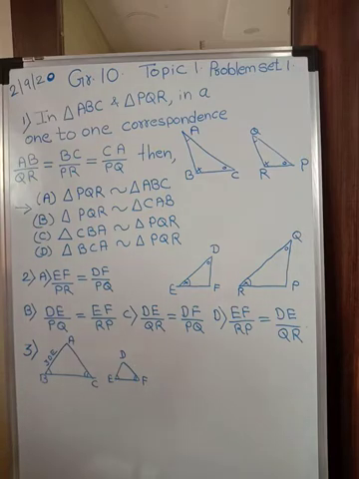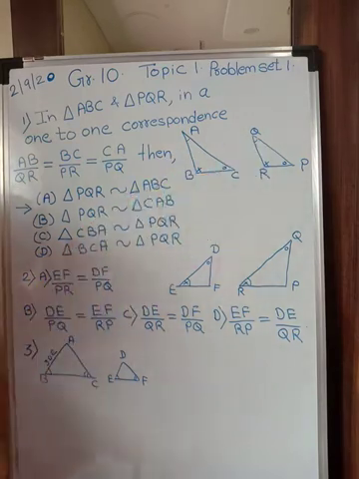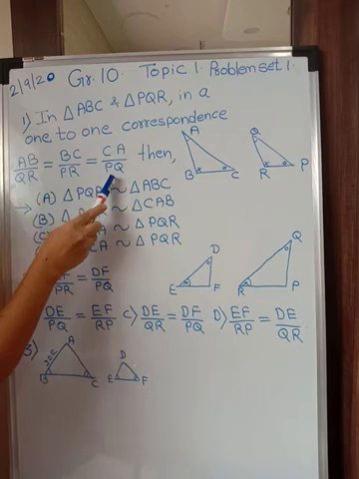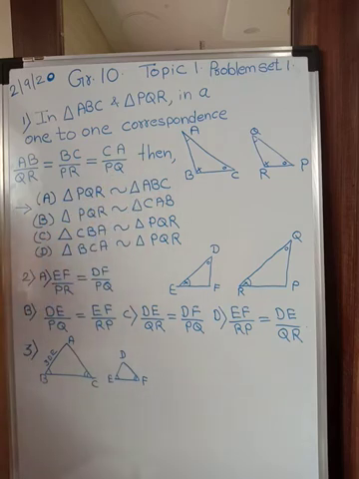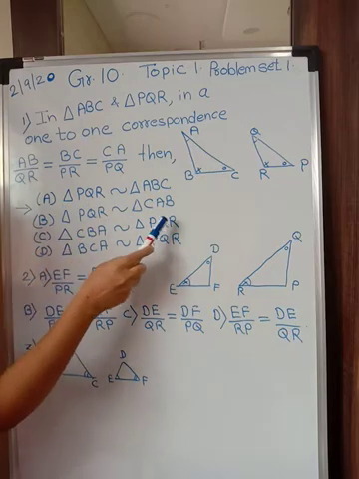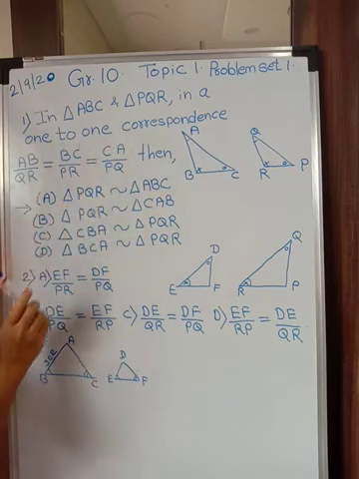In triangles ABC and PQR, in a one-to-one correspondence, AB upon QR is equal to BC upon PR is equal to CA upon PQ. Then, among these four options, which is the correct option? Everywhere you can see PQR is given. We have to find out which triangle is similar to triangle PQR, writing in one-to-one correspondence.